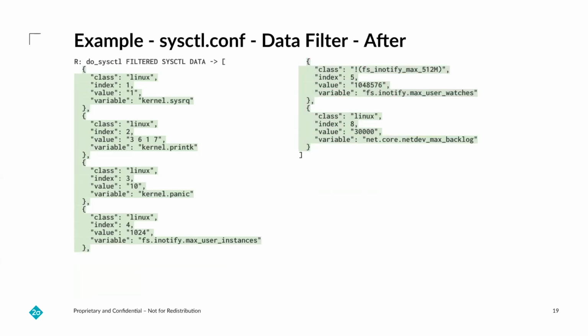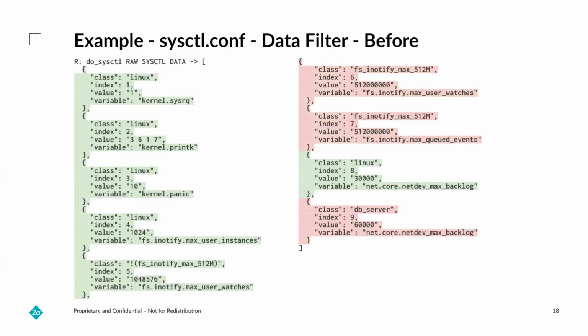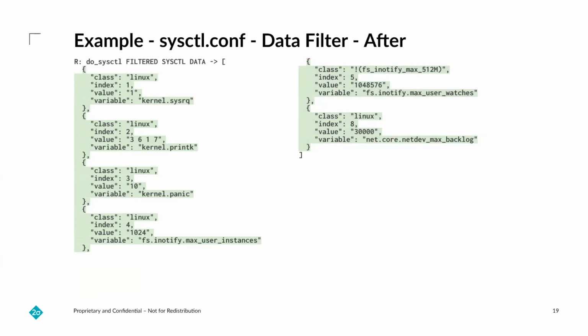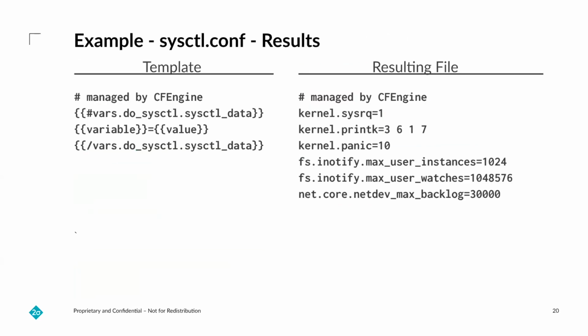So, here we go. Afterwards, the filtered sysctl data, as reported, is missing 6, 7, and 9. Was that the right numbers? Yeah. So 6, 7, and 9 are now gone. And next I'm going to show you the template and the resulting sysctl.conf file.